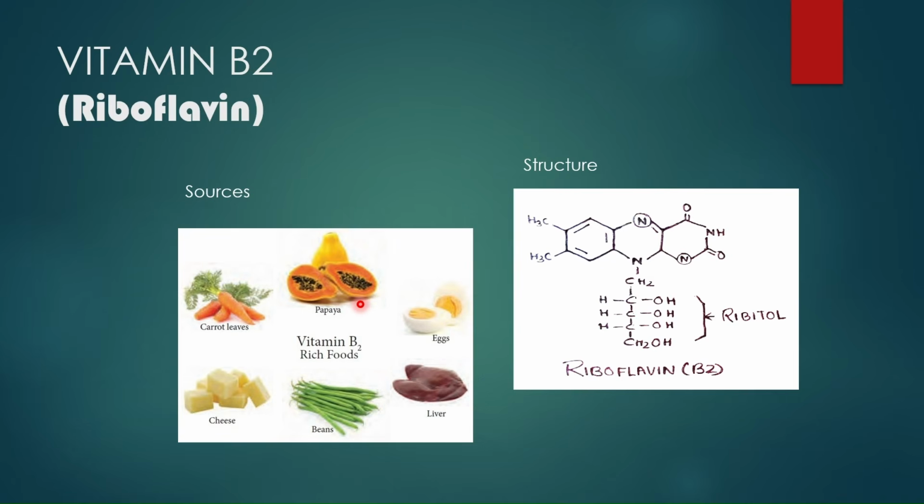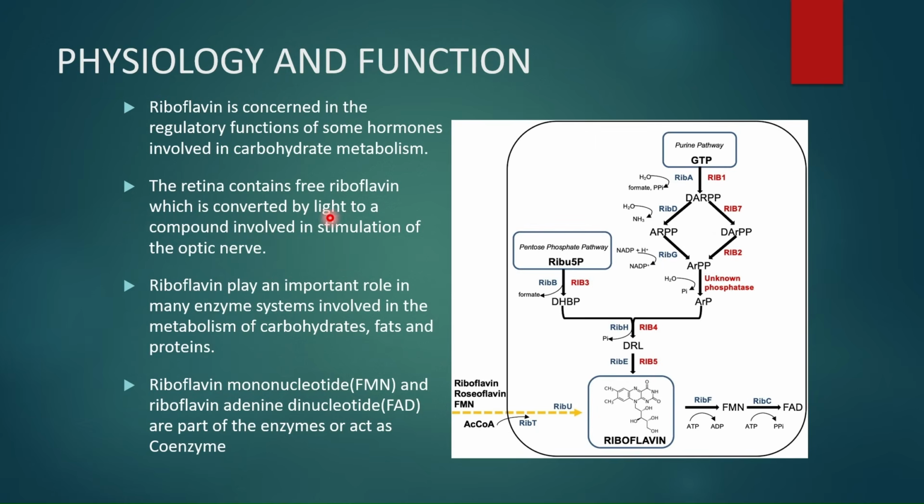Let's look at its physiology and function. Riboflavin is concerned in the regulatory function of some hormones involved in carbohydrate metabolism. The retina contains free riboflavin, which is converted by light to a compound involved in stimulation of the optic nerve. Riboflavin plays an important role in many enzyme systems, which play a crucial role in metabolism of carbohydrate, fat, and proteins.